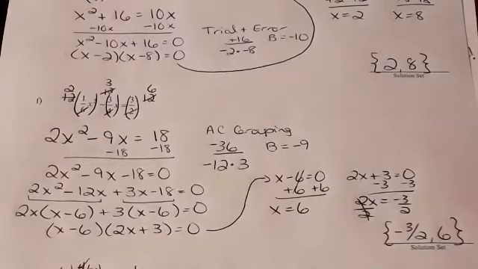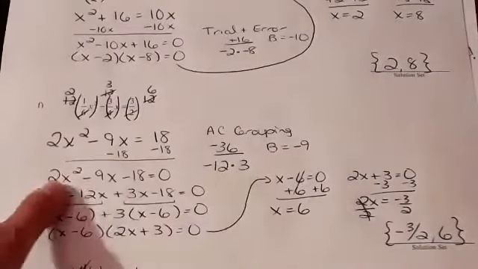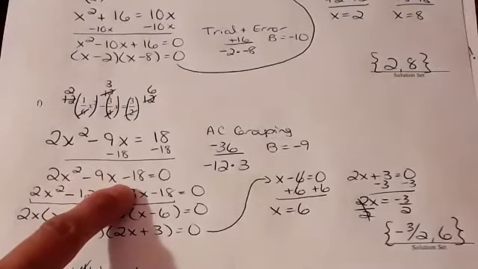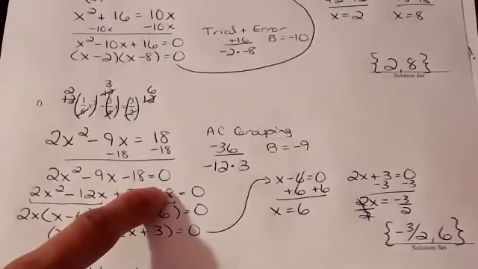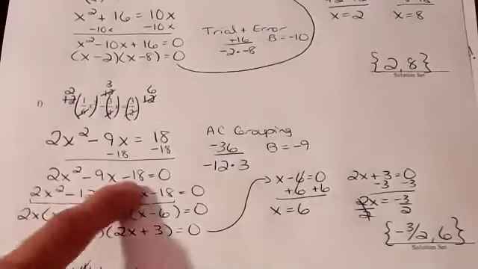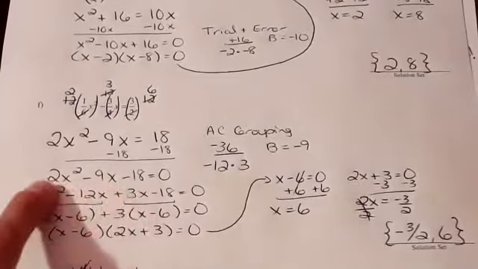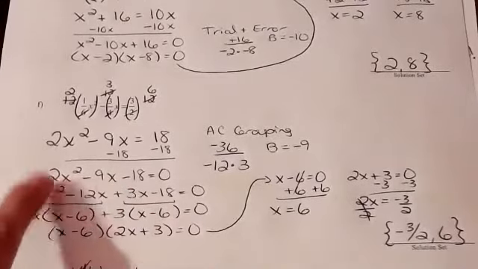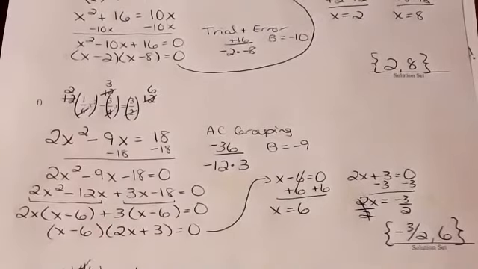So we have our polynomial equation equal to 18, which we know is a problem because in order to solve by factoring, it must be equal to 0. We bring over the 18 by using the opposite operation. And then now we have 2x squared minus 9x minus 18 is equal to 0. Right here, this tells me I'm going to use AC grouping. I have a trinomial. My leading coefficient is bigger than 1. So AC grouping it is.